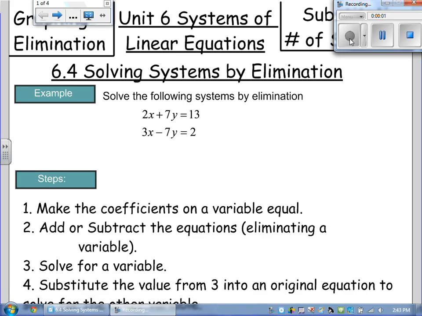Okay. So, solving systems of equations. Now we're going to do it by elimination. The best way to do these is just examples, same way we've been doing all of our linear equations. But let's do a quick review of what linear equations are.